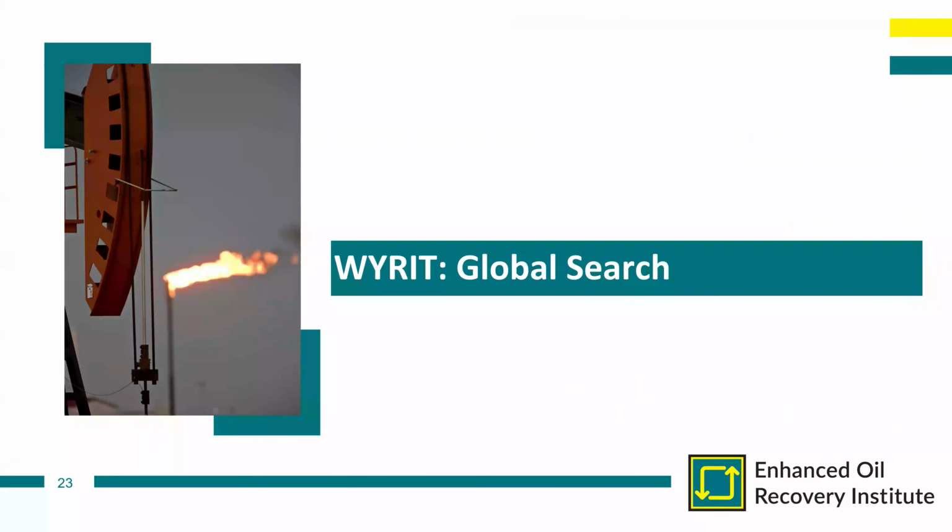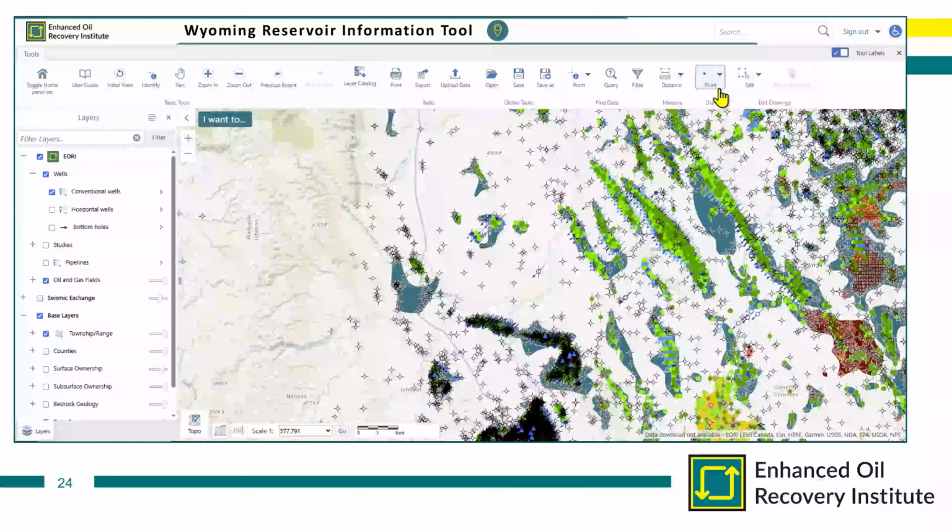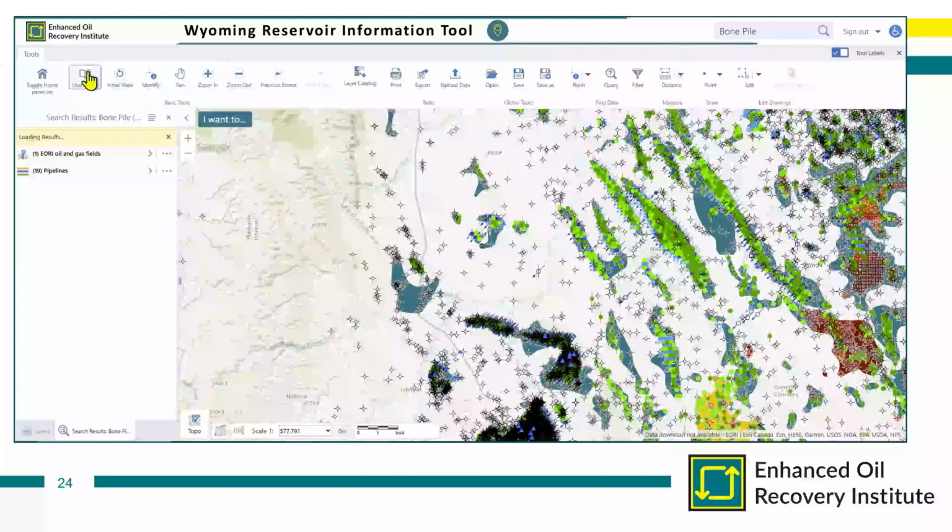Global search, simple yet powerful. You can type in any search term in the global search box and it will return layers that contain the search term. Let me show you. The global search box is right up there. I'm going to type in bone pile. It's got a little bit of predictive text and it found 68 features in 3 layers. Oh, still looking for them. It's got them right there.